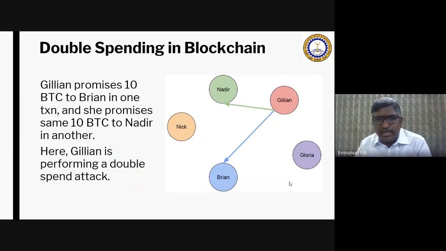And then this is double spending. Nadir and Brian want to be paid by Gillian, but that is not possible because Gillian can either pay Nadir or Brian if he has only 10 Bitcoins, right?